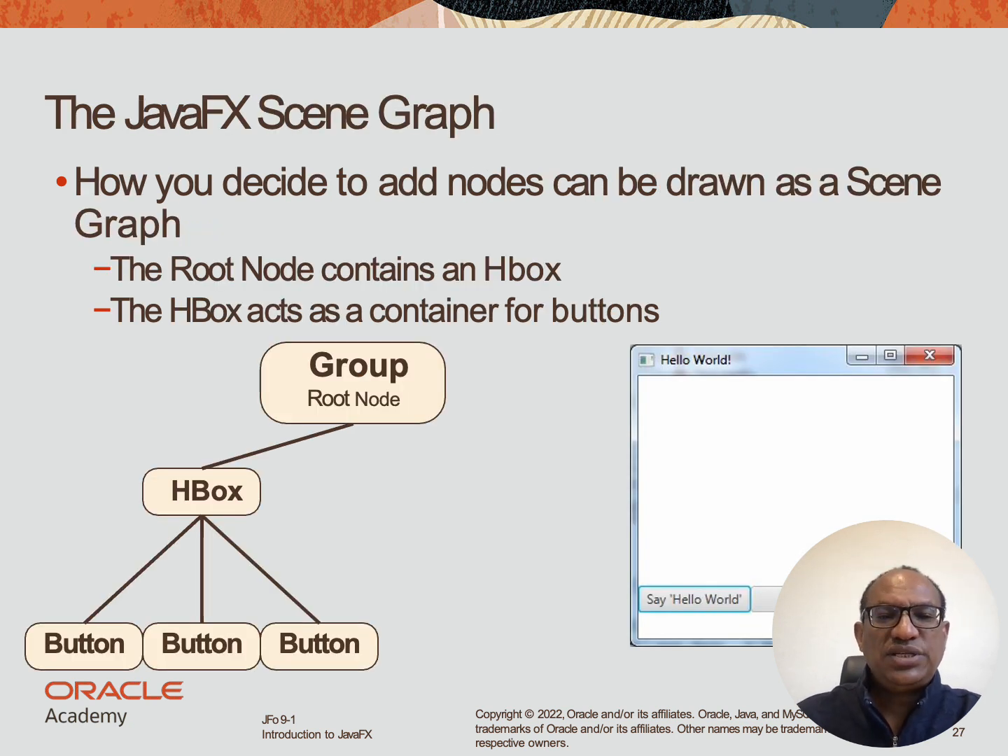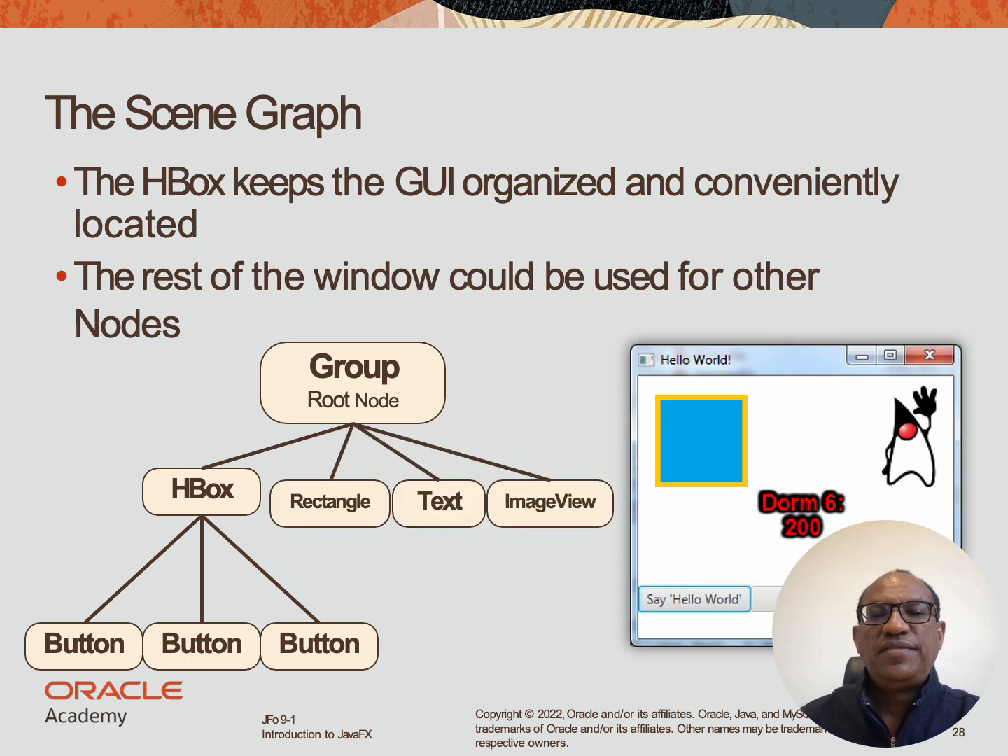Let's visualize all this. How you decide to add nodes can be drawn as a scene graph. This is a scene graph, the structure that JavaFX uses to display content. Imagine it as a tree. The stage is a top-level window. It contains a scene. The scene contains a root node, like a group or pane. The root node contains other nodes, like buttons or images. Some nodes, like panes, can contain even more nodes.